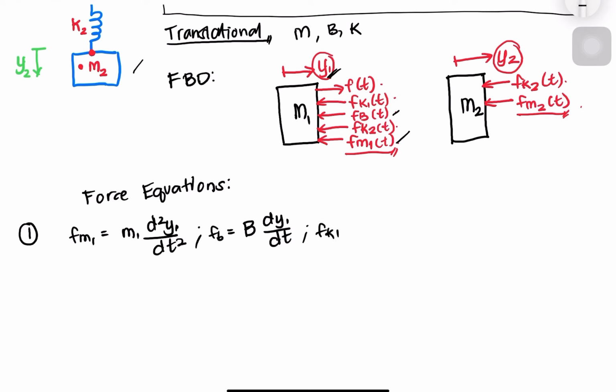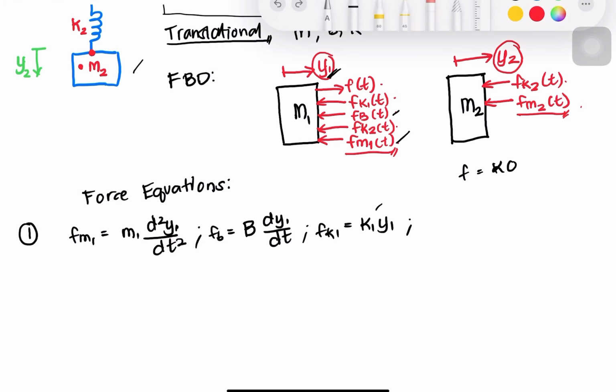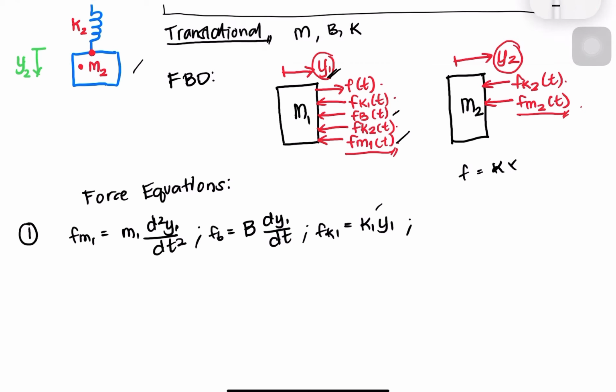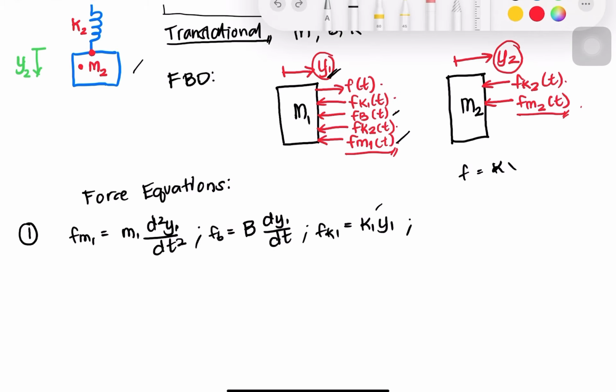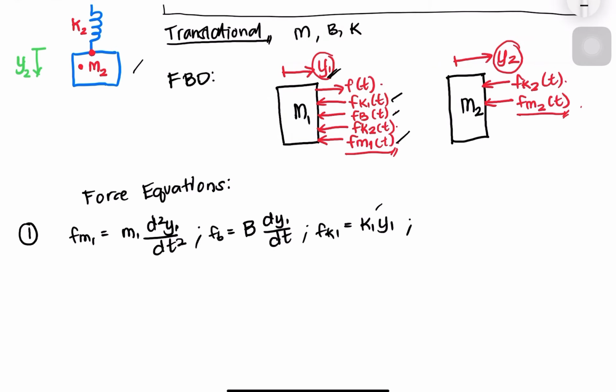Fk1 = k1 y1. So this one is from the formula F = kx, sorry, not theta. Since in this case our x is actually y1, the formula is k1 y1.